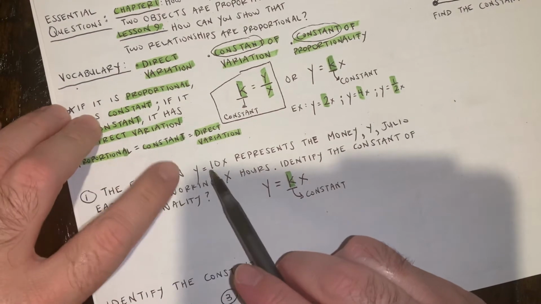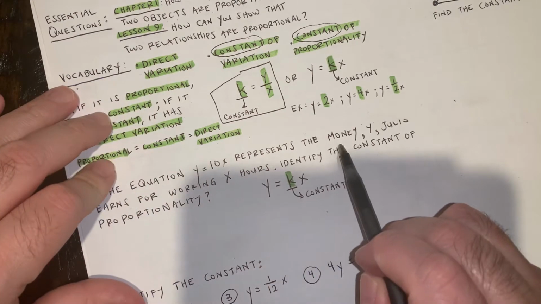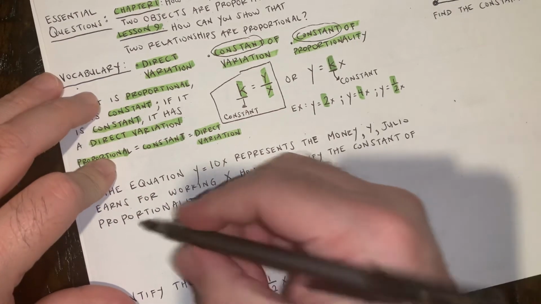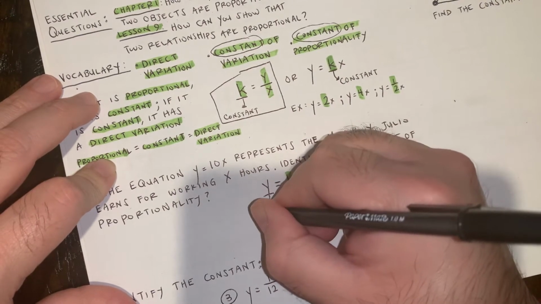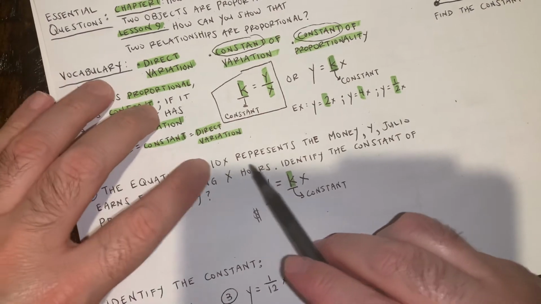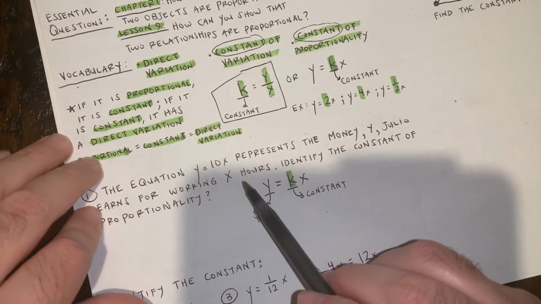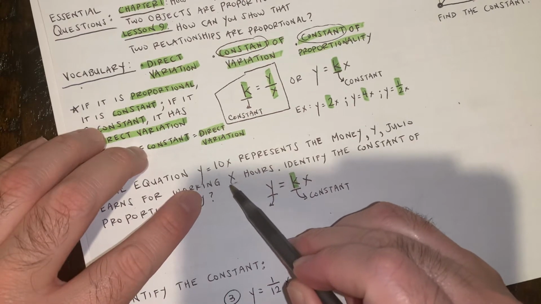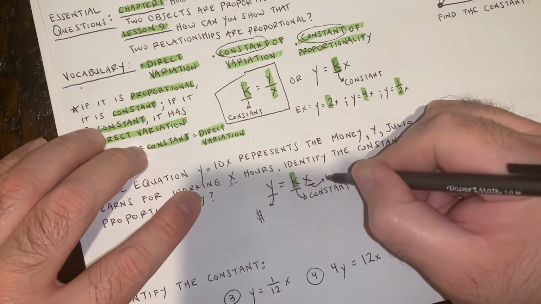The equation y equals 10x represents the money y. So it's telling you whenever you see a y in this problem, it means money. So the equation y equals 10x represents the money y Julio earns for working x hours. So look right here, it broke down what x is. X represents hours.